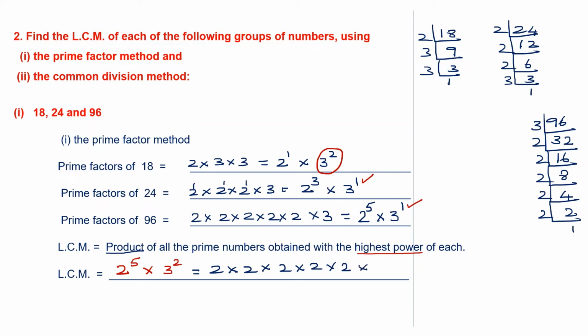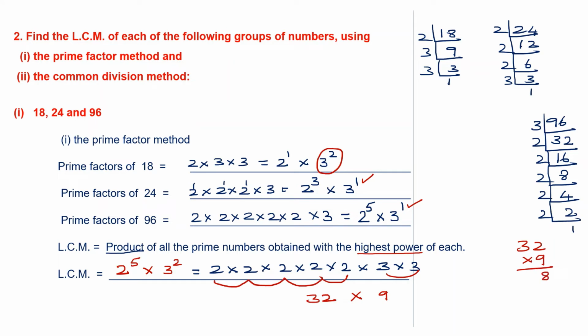Now I'm going to do the same with 3. 3 times 3. Now I should multiply all these and get my answer. So let's multiply. 2 2s are 4, 4 2s are 8, 8 2s are 16, 16 2s are 32. So I have 32 into 3 3s are 9. So let's multiply 32 into 9.